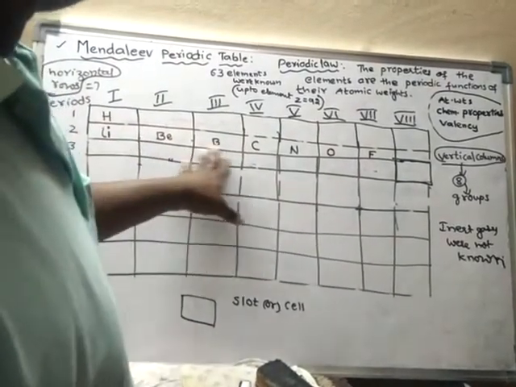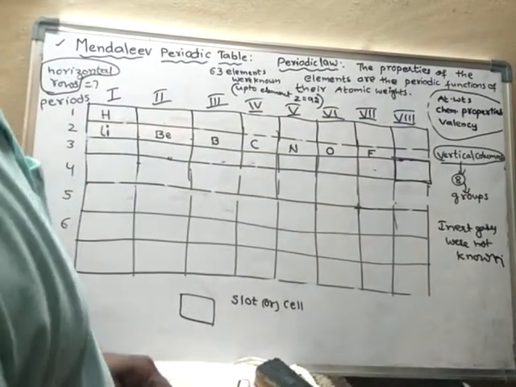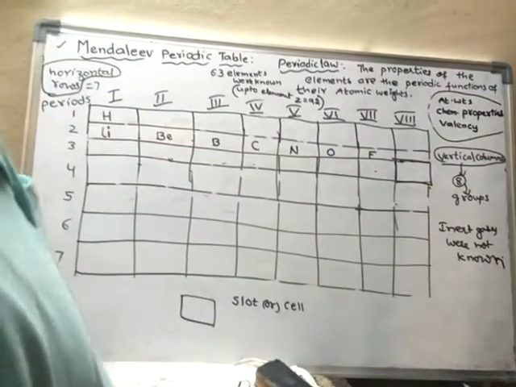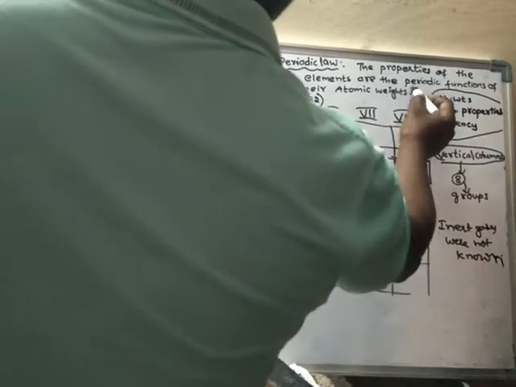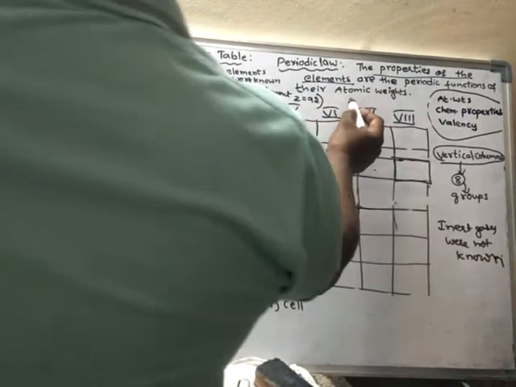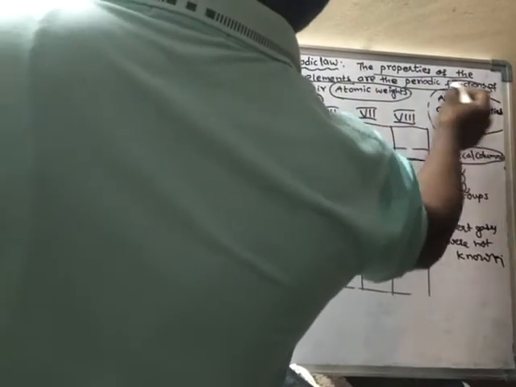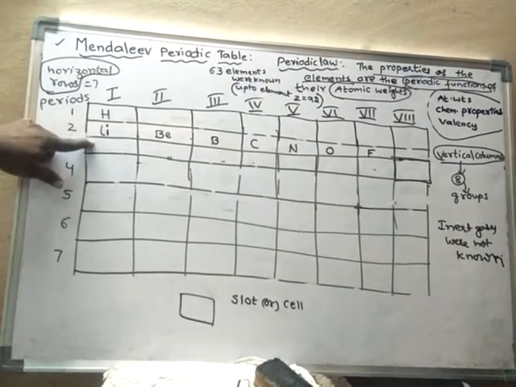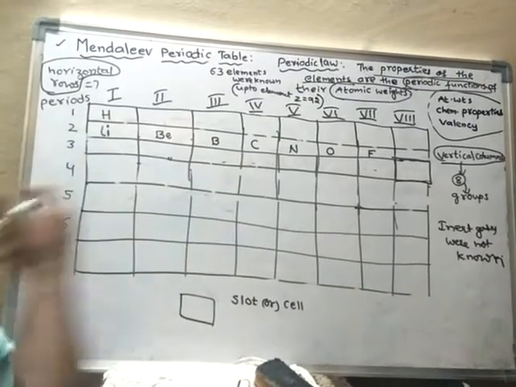He keeps on arranging the elements in this fashion, that means according to increasing order of atomic masses. So if elements are arranged according to increasing order of atomic masses like this, what happened? The properties of the elements are periodic functions. That means repeated. The properties of the elements are repeated while arranging the elements in the increasing order of atomic masses. So after fluorine, what should be? Sodium.